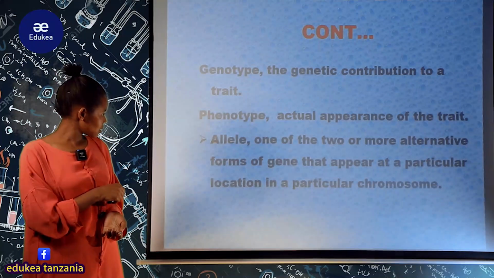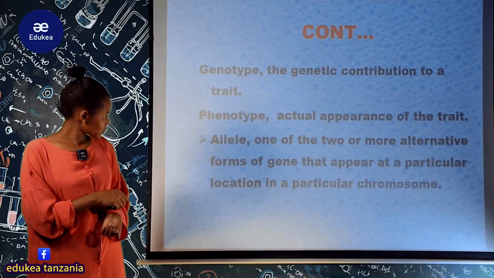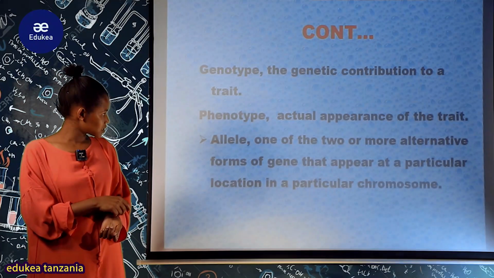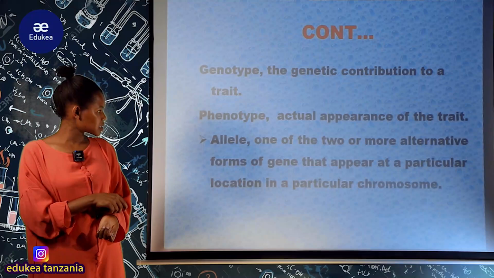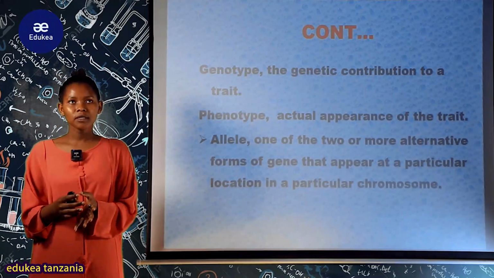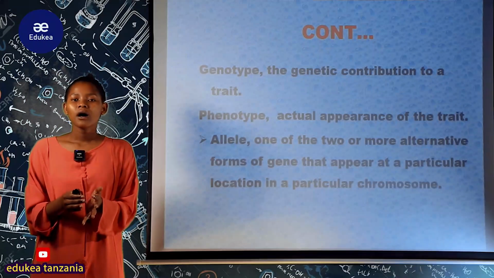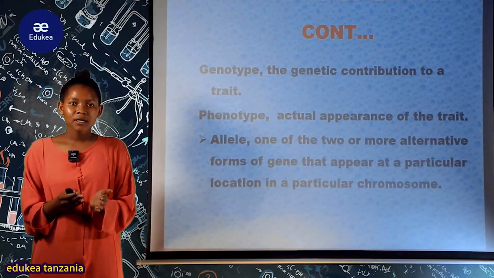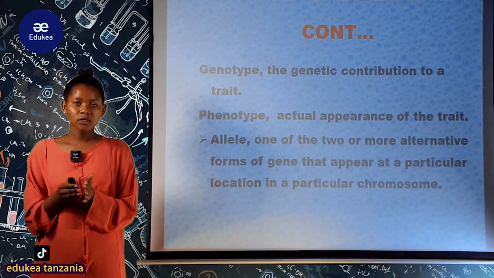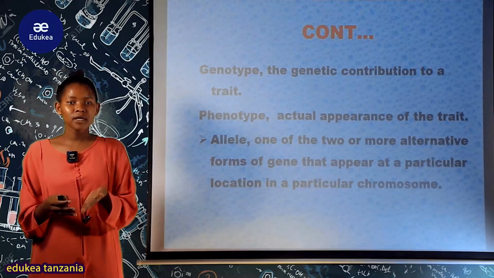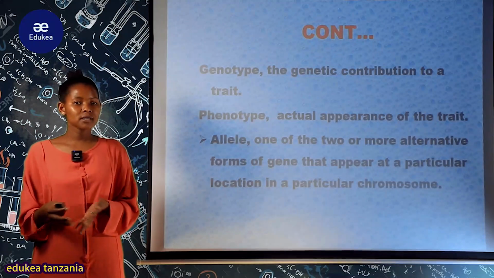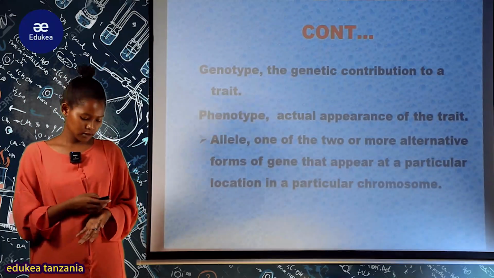Also, we can see another term which is allele. One of the two or more alternative forms of a gene that appear at a particular location in a particular chromosome. That is allele. For instance, ili mtu aweze kukamilika, let's say awe labda mweupe, lazima allele mbili ziunganike pamoja zitutengenezee gene. Kwa hiyo allele ni alternative form ya gene ambayo ina stand kwa ajili ya kumrepresent gene.